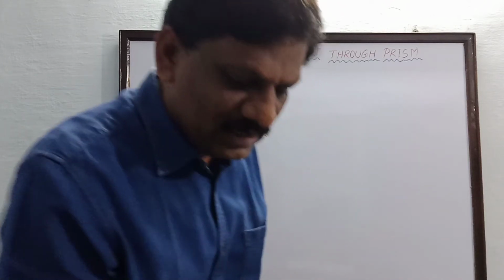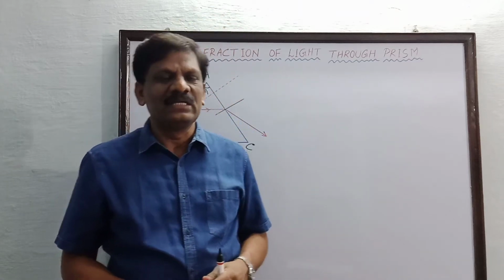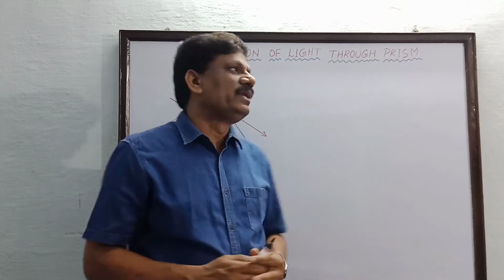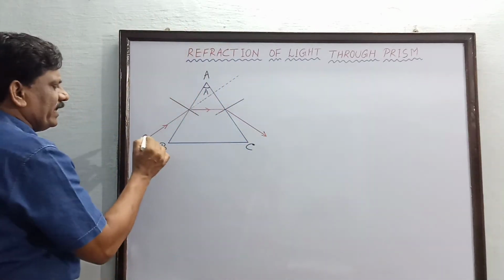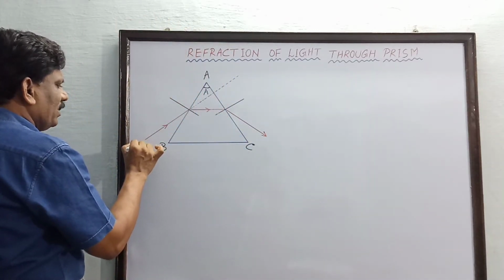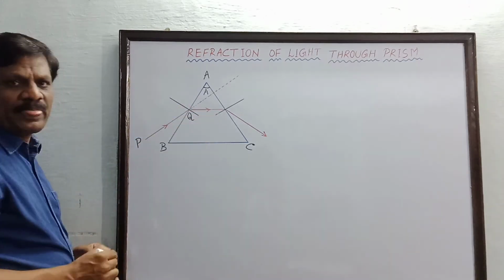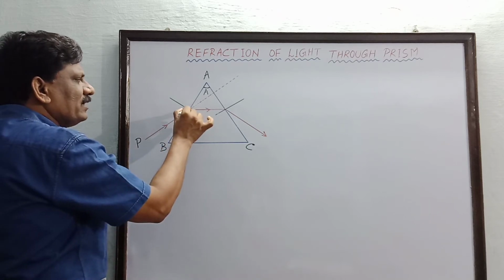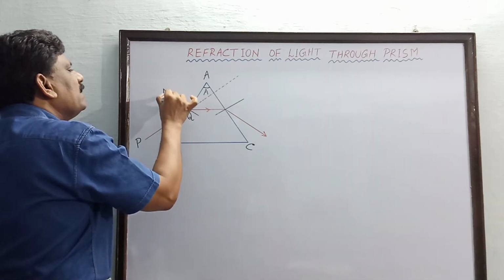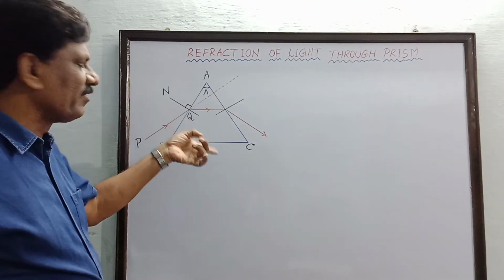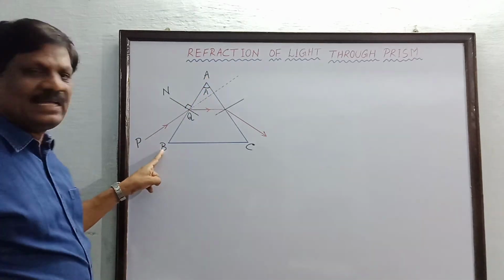Okay. So this bending of light inside the prism, due to the difference in the optical density between air and glass, is called refraction of light through a prism. Now I will take this incident ray as PQ. So PQ is the incident ray. It falls on the prism at this point Q. So this is the normal which is drawn. Normal is a straight line drawn perpendicular to the refracting surface. So AB is the refracting surface.